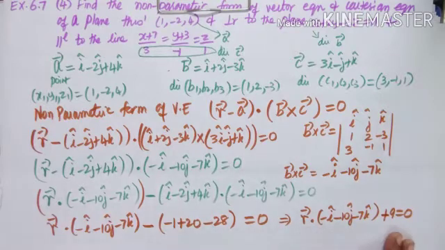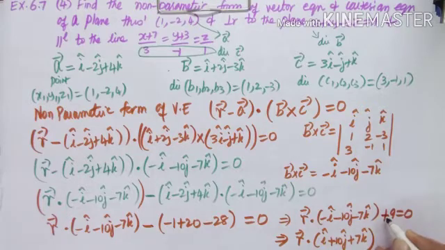So this is the non-parametric vector equation form. Now since everything is minus, I can also remove the minus symbol and cancel here. So my answer can also be rewritten as r dot, changing the symbol to be positive, i plus 10j plus 7k. This would become minus 9. Taking to the other side, it is equals to 9.